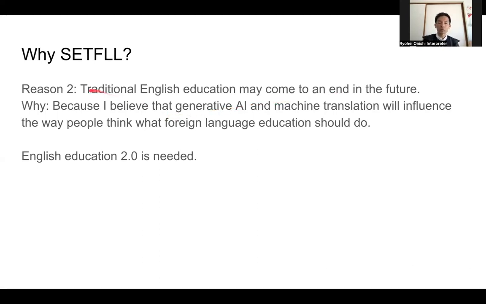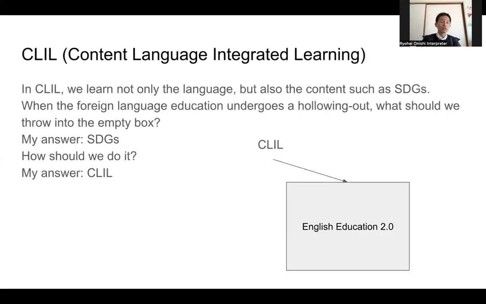So if we say traditional English education is English education 1.0, then we need English education 2.0. We need 2.0, I think, because generative AI and machine translation are so advanced that we have to think about the reason why we have to learn a foreign language. So we are living in a different time than before. And my answer for now is to use CLIL. So what is CLIL? CLIL is Content and Language Integrated Learning.